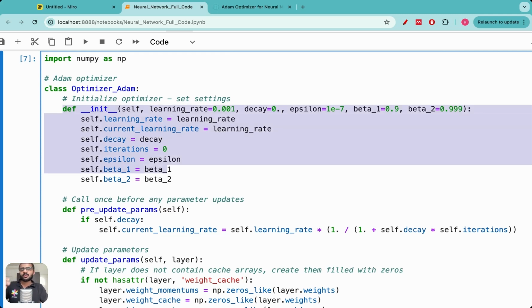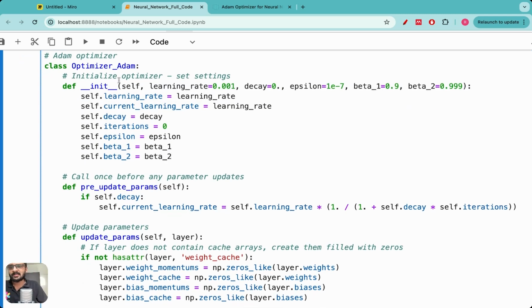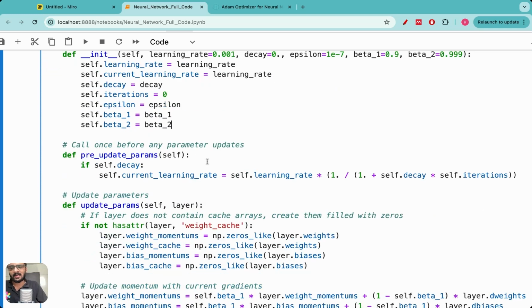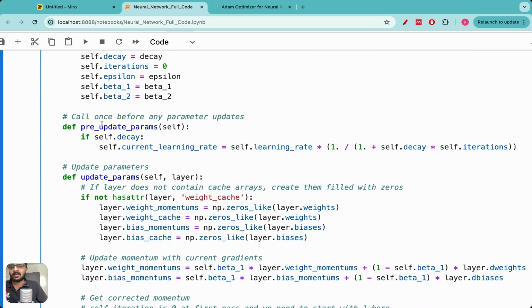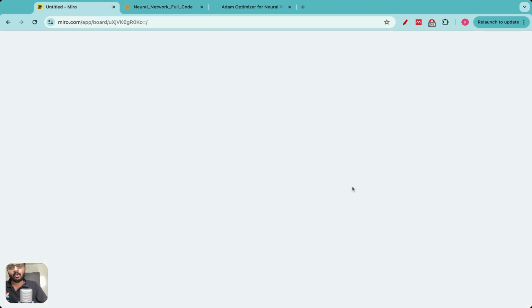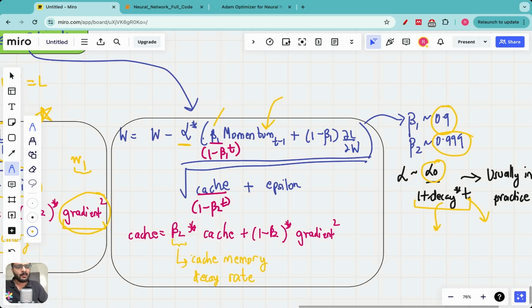This is a method which is called automatically after an instance of the optimizer Adam is created. Then we define this rule, alpha is equal to alpha naught divided by 1 plus decay into time, because remember, even this alpha is changing with the number of iterations which we are on.